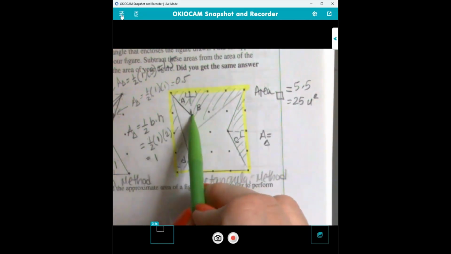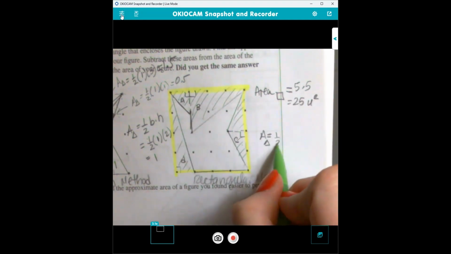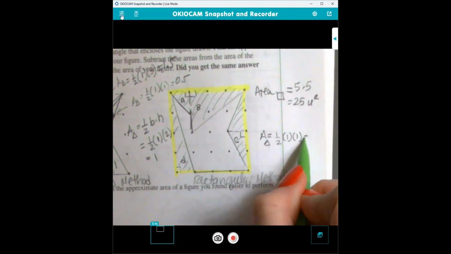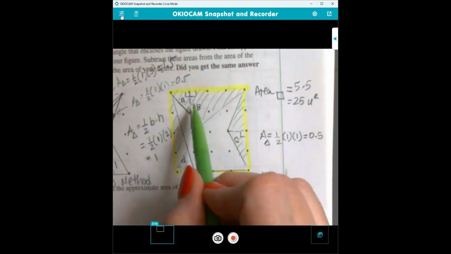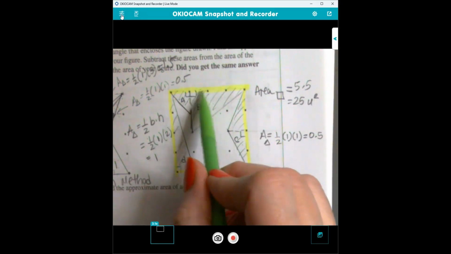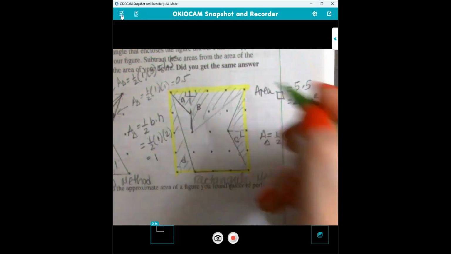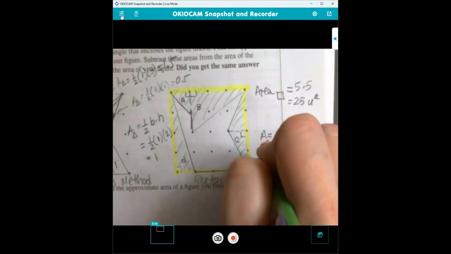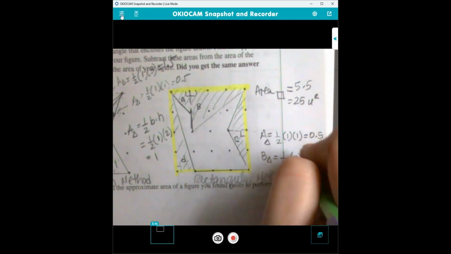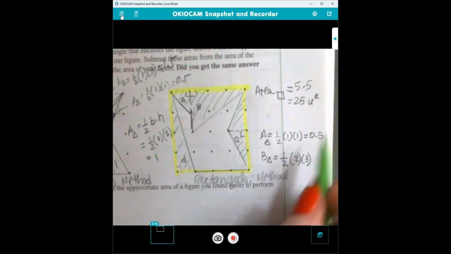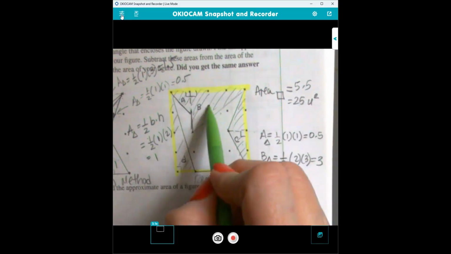So A is a 1 by 1, right? So you have 1/2 times 1 by 1. So you see it's going to be 0.5, because it's 1/2. Then we have this area. This is a 2 by 1, 2, 3. So the area of the B triangle is going to be 1/2 times 2 by 3. So basically that's 6 divided by 2, which is 3 units. So this is going to be 3 units.